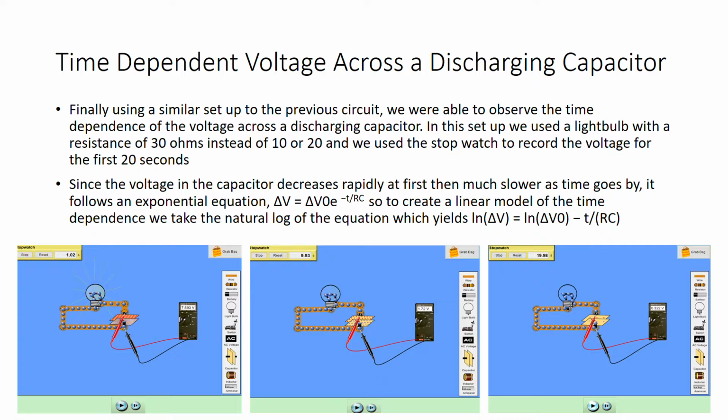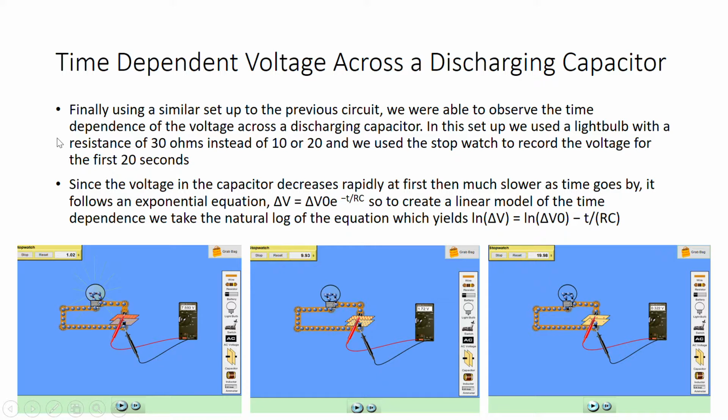Finally, using a similar setup to the previous circuit, we were able to observe the time dependence of the voltage across a discharging capacitor. In this setup, we used a light bulb with a resistance of 30 ohms instead of 20 or 10 ohms, and we used the stopwatch to record the voltage for the first 20 seconds. As you can see here, in the first second, the light bulb is burning very brightly, and then after about 10 seconds, it's still very, very dim, but it still has some charge on it. And after 20 seconds, it still appears to be out, but there's still a tiny amount of charge left.